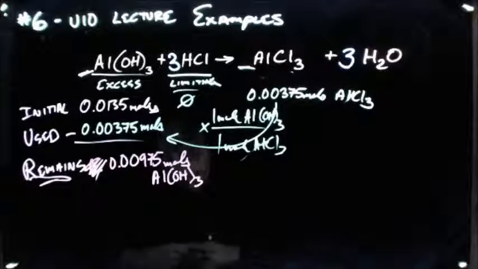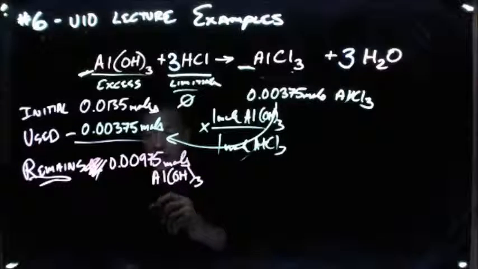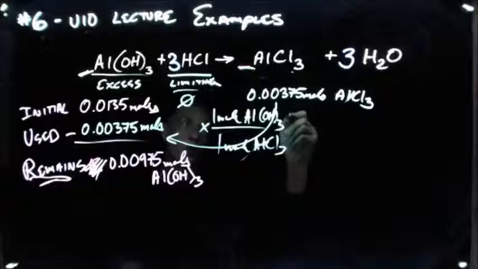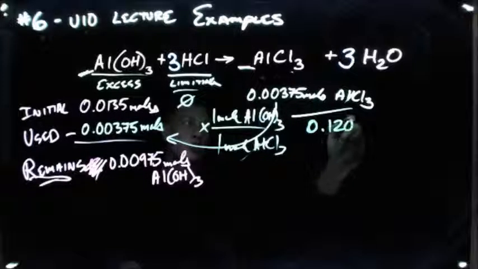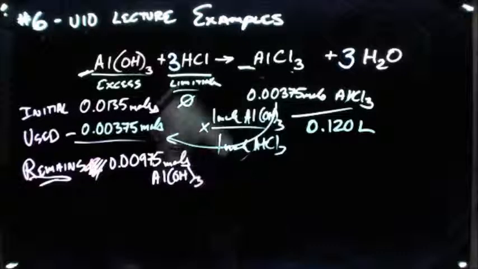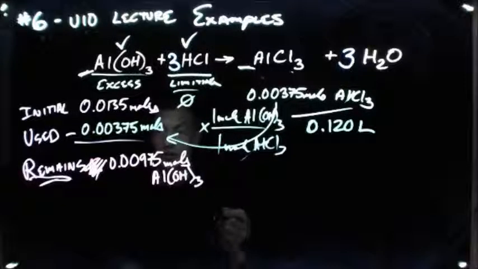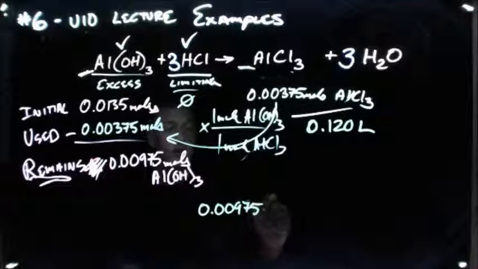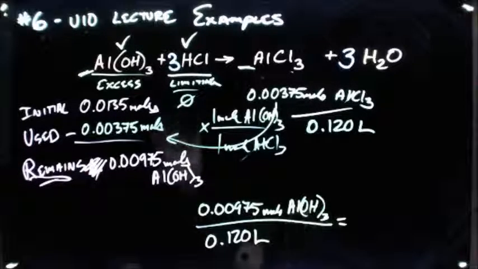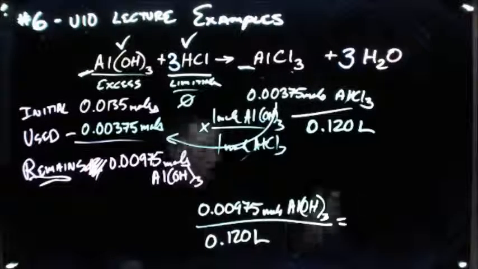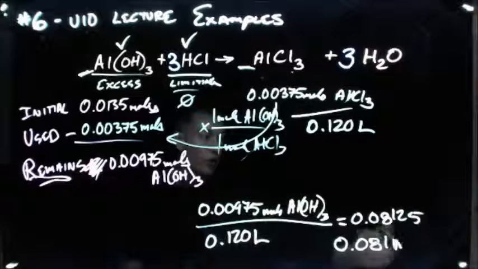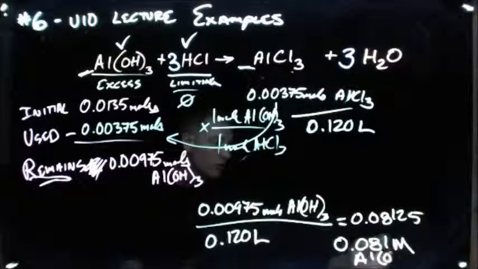The question, though, asks for the concentration of the aluminum hydroxide, and so these two volumes have combined. We saw that in Part B. We took the 0.00375 moles and divided by 0.120 liters. And so we'll do that same thing because this 0.00975 moles of aluminum hydroxide is now residing in the combined volume of this and this that we started with. So we will take 0.00975 moles of aluminum hydroxide divided by 0.120 liters, and we get 0.08125, but rounded to two significant figures, we get 0.081 molar aluminum hydroxide.